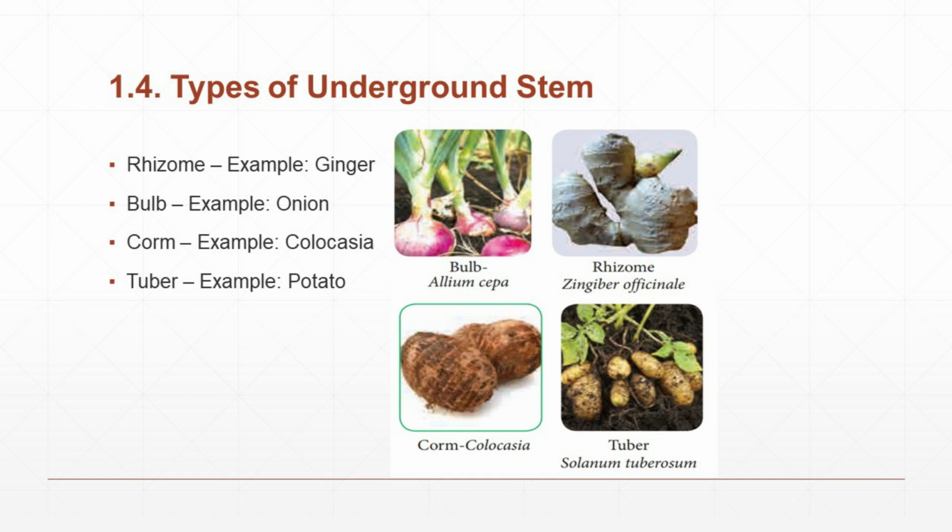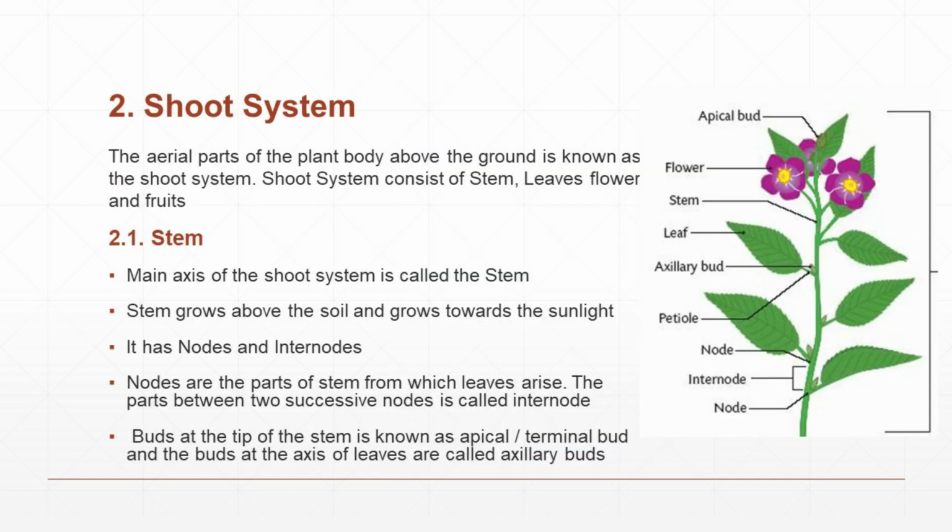Very good. Carry on. Now, I want to explain that there are 4 types of underground stem. These are all not roots. Even though they grow below the soil, they are called underground stems. There are 4 types. One is rhizome. Example is ginger. Next one is bulb. Example is onion. The next one is corm. The example is colocasia. Next one, that is tuber. The example is potato.